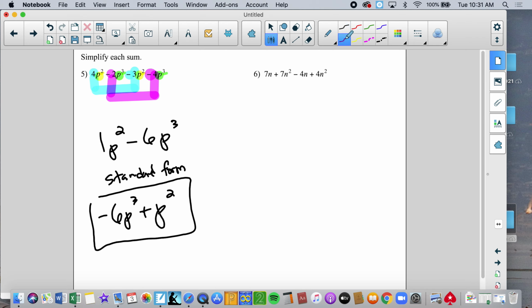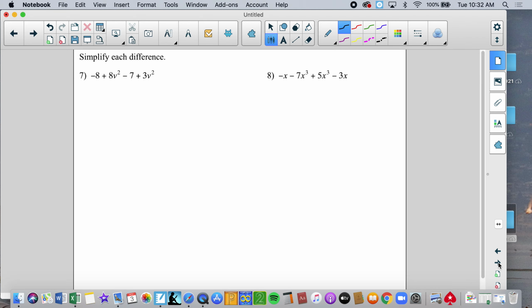So let's do like terms. We have 7n squared and 4n squared. We have 7n and -4n. So I'm going to write the n squares before. Coefficients are 7 and 4, which makes 11n squared. Coefficients of n's are 7 and -4, which makes +3n.